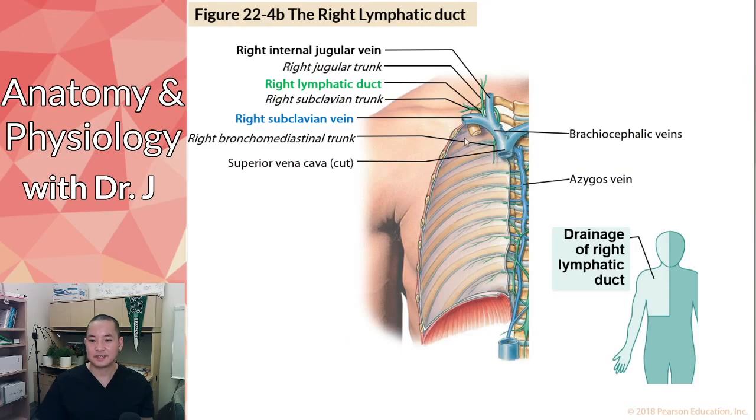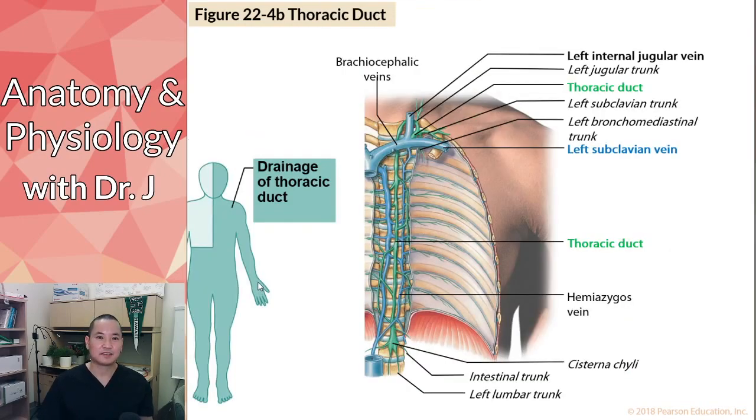And where does that drain? Hey, the right subclavian and the left subclavian drain into the superior vena cava, back to the right atrium, back to your heart, back to circulation. So this is how your lymphatics are able to maintain fluid balance in your body and prevent lymphedema.